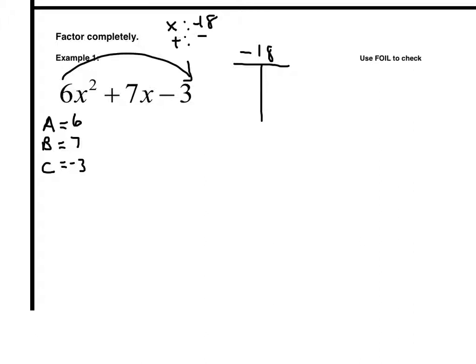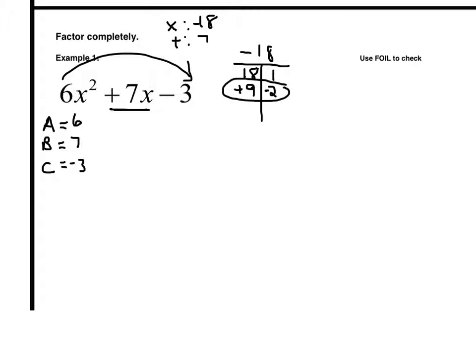but then they have to add to 7. So you'll start with 18 and 1, and because 18 is negative, it has to be a positive and a negative. The positive has to be bigger because you have a plus 7, so when you add them together, you have a positive. Then we'll do 2 and 9. 2 and 9 could multiply to 18, and they could also add to 7. Which one has to be the positive, the greater number? So you'd have a positive 9 and a negative 2. Negative 2 times 9 is negative 18. So those are going to be your factors.